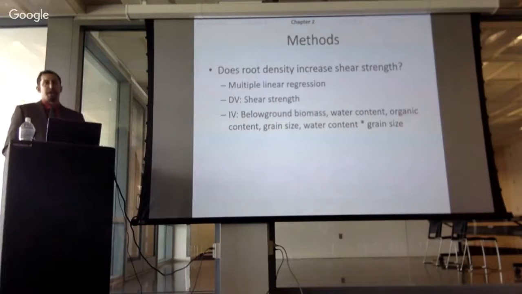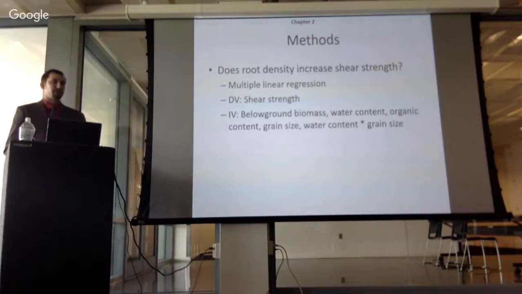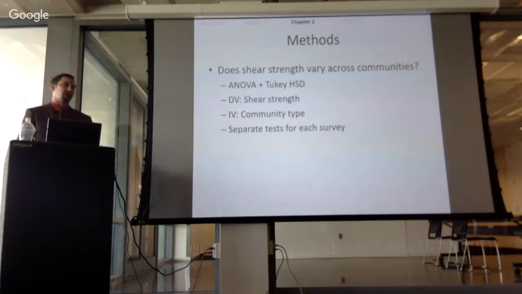To test my first hypothesis concerning root density and shear strength, I ran a linear regression on shear strength using multiple independent variables, below ground biomass being the one of interest, but I also included other geotechnical variables which have been shown in the literature to also affect shear strength, so keeping that variation separate. For the community effect, I just ran a simple analysis of variance on shear strength across community types along with a post hoc multiple comparison test, and because I selected sites based on different criteria in the two surveys, I ran separate analyses.